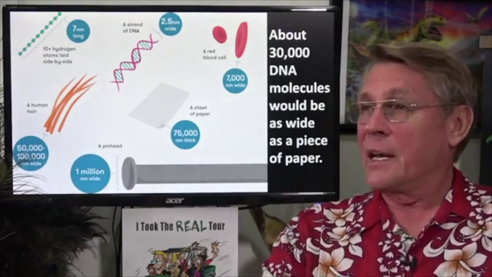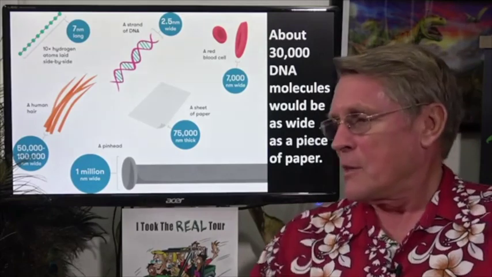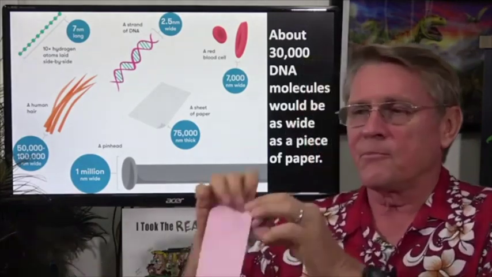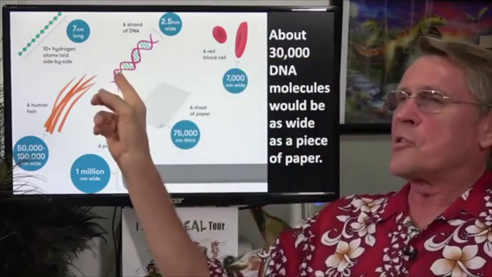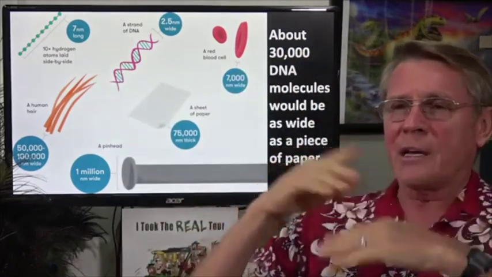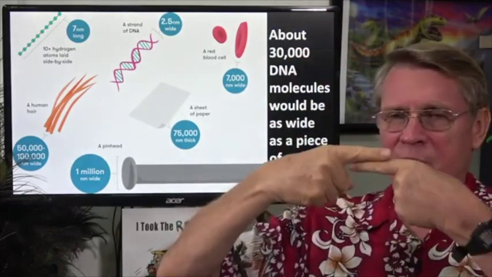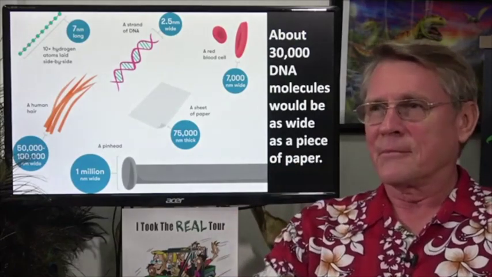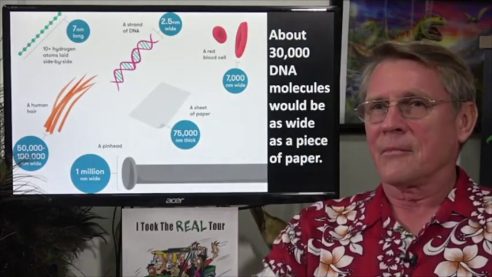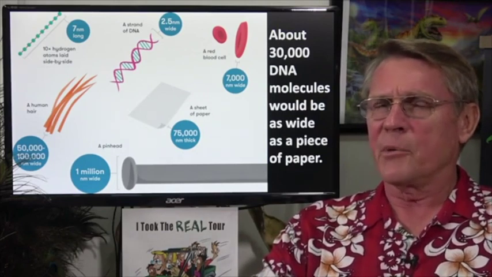Now, the DNA strand, which we're going to talk about here, is much smaller. The thickness of a piece of paper. DNA strands are so tiny, you would have to stack 30,000 of them on top of each other to be the thickness of a piece of paper. That's insane. It has happened by chance over billions of years from an explosion.